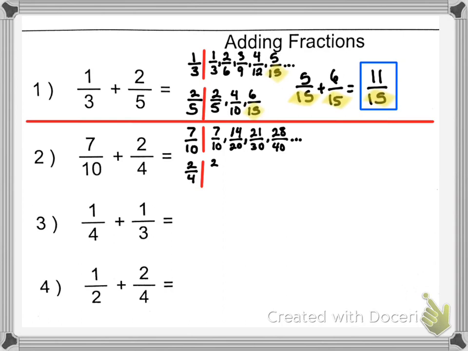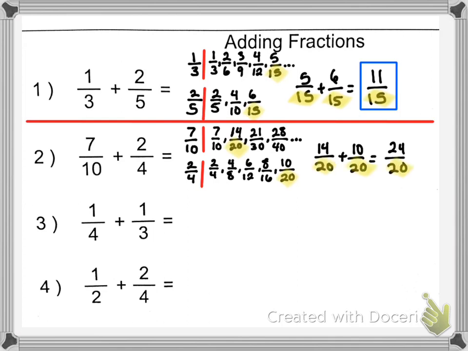And then the next one for the 2/4 is going to be 2/4, and then 4/8, 6/12, 8/16, 10/20, and so on. But I can stop right here because I have an equivalent fraction for 7/10 and for 2/4, and they both have the same common denominator, which in this case is 20, as you can see that I highlighted for you. So now I'm going to take my 14/20 and add my 10/20, and that's going to give me 14 plus 10, which is 24. And the denominator stays the same. Okay, so my final answer is 24/20.